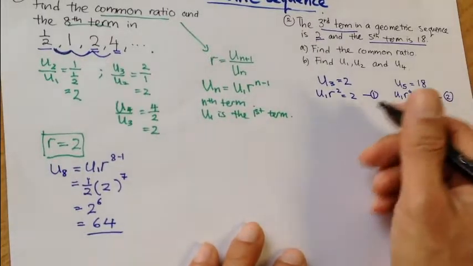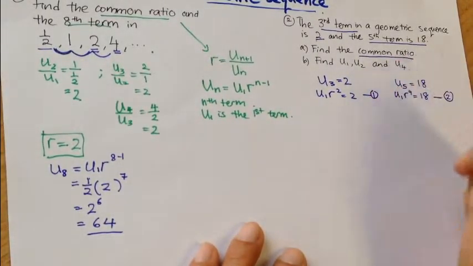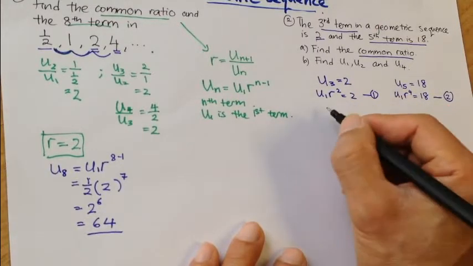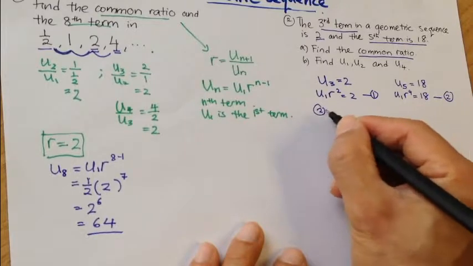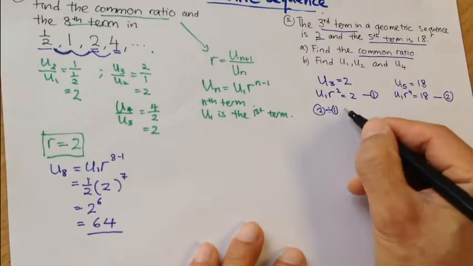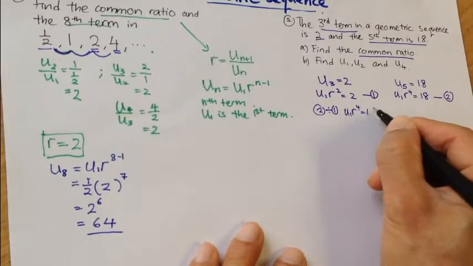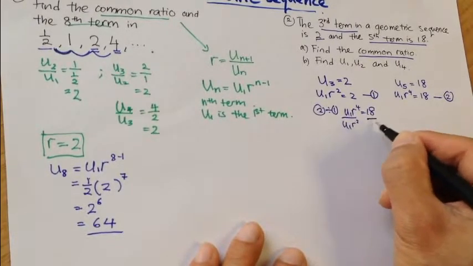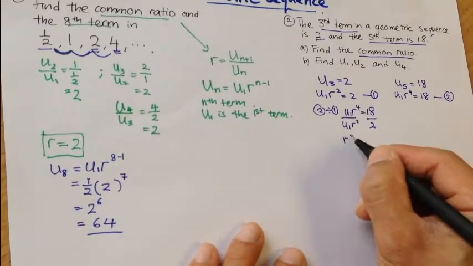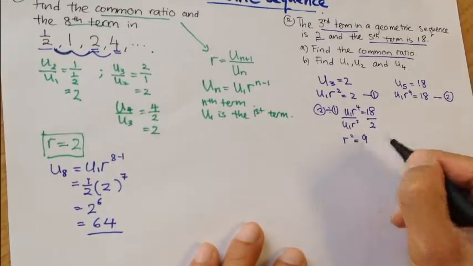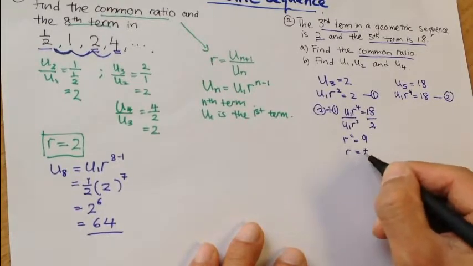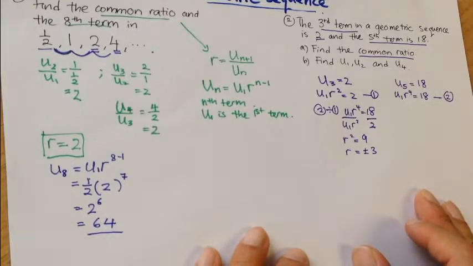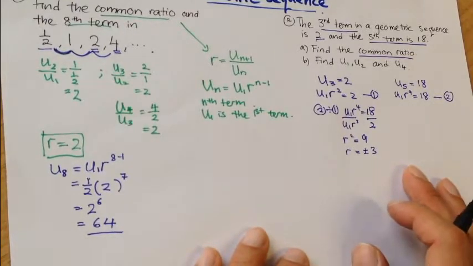Now, I'm asked to find the common ratio. So I have to solve these two equations simultaneously. For example, equation 2 divided by equation 1. That is u1 r to the power 4 equals 18, divided by u1 r squared equals 2. So that is r squared equal to 9. R in this case is plus or minus 3. It is possible to have two possible common ratios, 3 or negative 3.